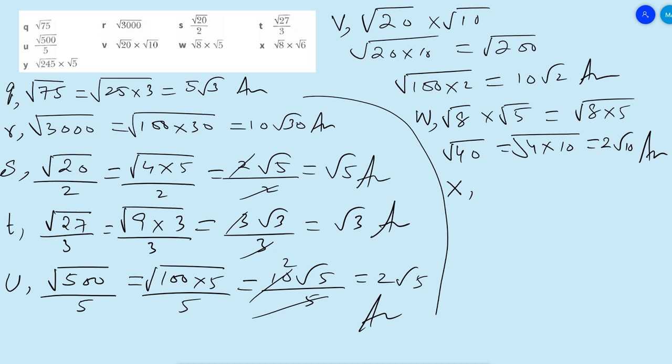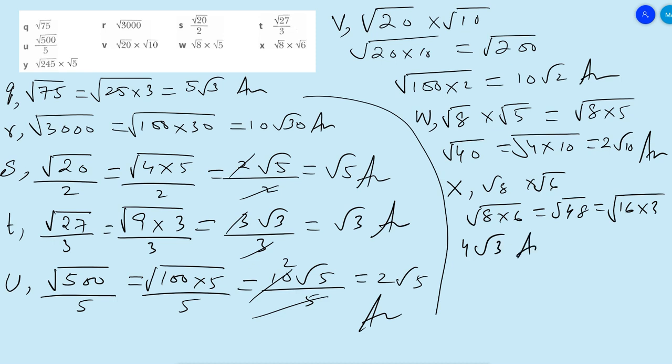Part X. Root 8 into root 6. Can we write 8 into 6 root? 8 6s are 48. Can we write 16 into 3? Because 16 3s are 48. Square root of 16 is 4. 4 root 3 is the answer of part X. Last part.